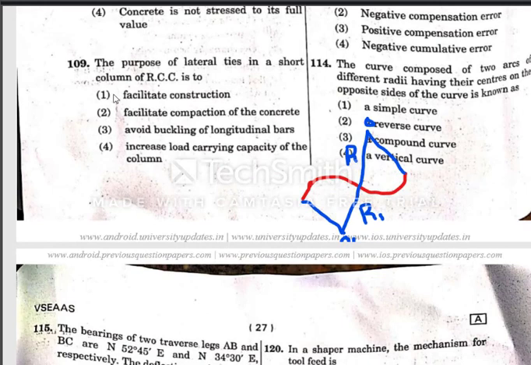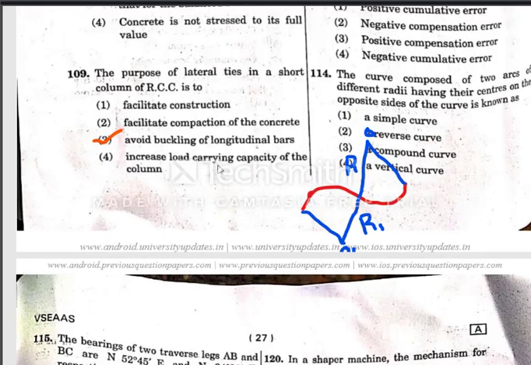And the next question: the purpose of lateral ties in a short column of RCC is to what? The purpose of lateral ties in a short column of RCC is to avoid buckling of longitudinal bars. So option 3, avoid buckling of longitudinal bars, is the correct answer.